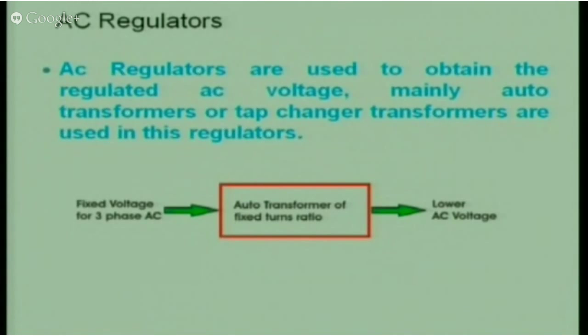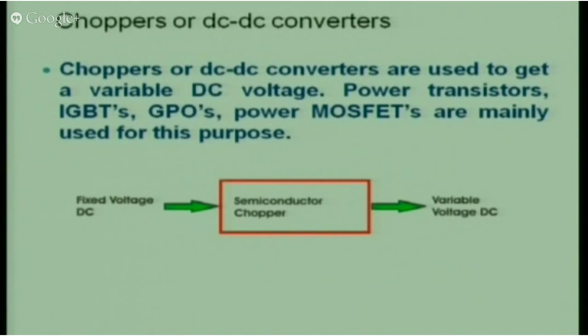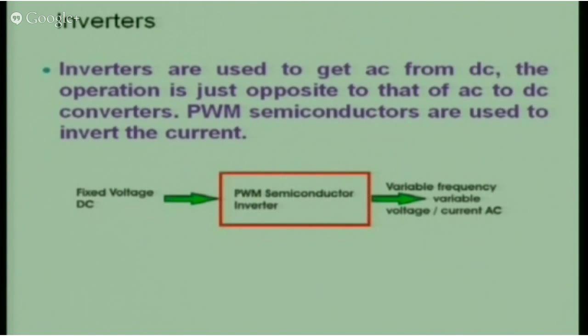Okay. Next. AC regulators. Same thing. Fixed voltage for three-phase AC. Auto transformer. Yeah, fixed turns ratio. Lower AC voltage can be obtained. Yeah, step down, lower AC voltage can be obtained. So this is a regulator. Next. Choppers or DC to DC converters, I have already talked about it. You can skip it. Of course, in case of choppers, either you can use thyristors or, for smaller rating, transistors. Even MOSFETs can be used. The choppers can be built with the help of MOSFETs.